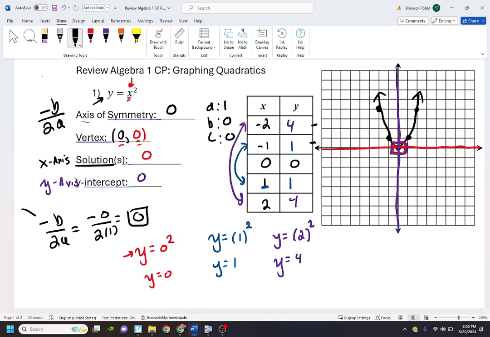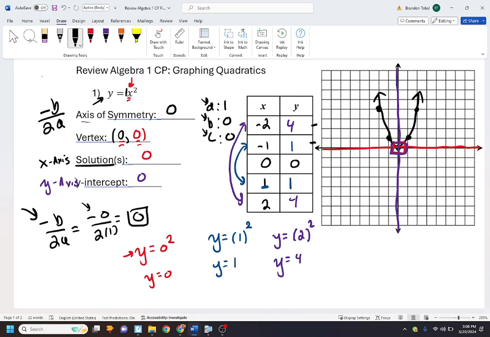How did I get 0 for axis of symmetry? I use this equation for the axis of symmetry, which means I plug in A, B, and C. A is 1 because there's a little visible 1 here. B is the thing in front of X, but there's no X, so that's 0. C is the number by itself, but there's no number by itself, so it's also 0. They happen to be all zeros.